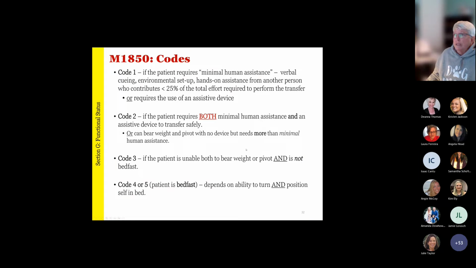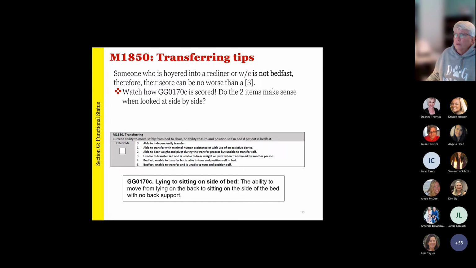That's just the breakdown of the codes. So we have someone who is chair fast in a recliner or wheelchair, not bedfast, right? And again, look at how this compares to GG0170C, which is lying to sitting on the side of the bed, because that is one of the tasks involved in transferring. Transferring actually takes up about 5 different GG items, I think I put them all up on a slide once. There are like 5 different GG items that go into the transferring task of M1850.